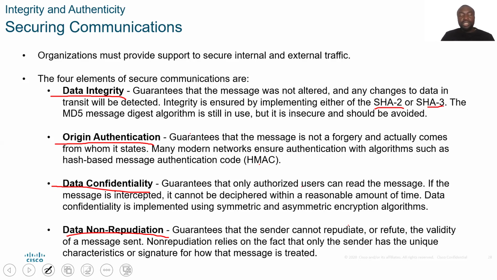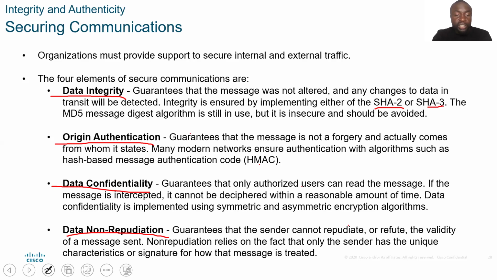So these days, phishing is a problem. People get emails from banks, but fake banks, not genuine ones, and things like that. They're just phishing. So you need to authenticate it. Data confidentiality guarantees that only authorized users can read the message.